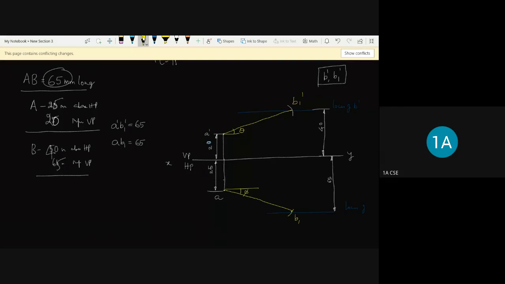So what do we do next? From B1, we are going to go vertically upward like this. Then from A dash, you join a horizontal line so that you'll get B2 dash. Then with A dash as the center and B2 dash as the radius, draw an arc to get the B dash. So this is the B dash, this point, and then join to this.